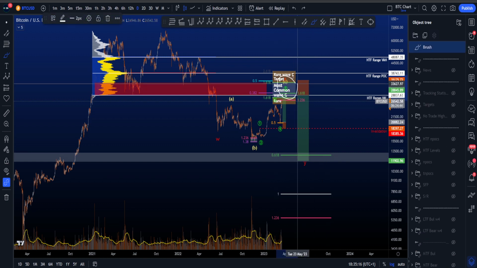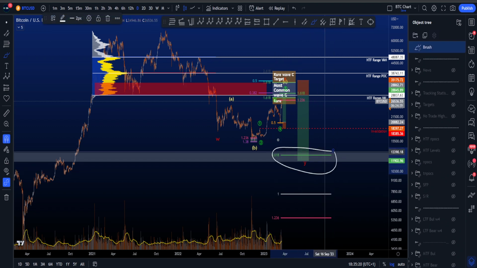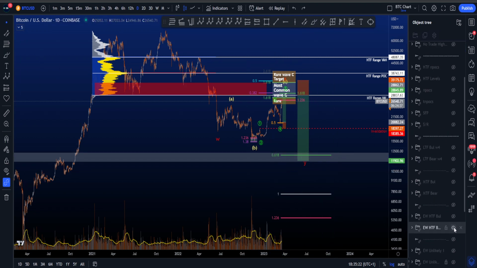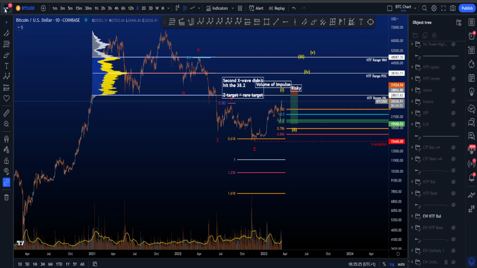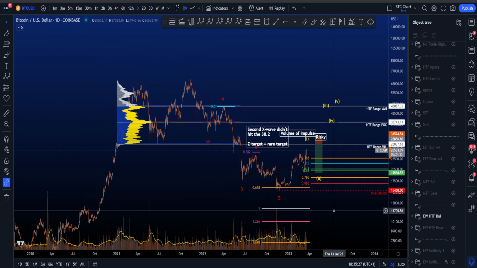And once the high of this wave 5 X and C is basically made, that is when we can get more accurate targets for this potential wave Y. Now, instead of the bearish scenario, let's switch to the bullish scenario on the high time frame.